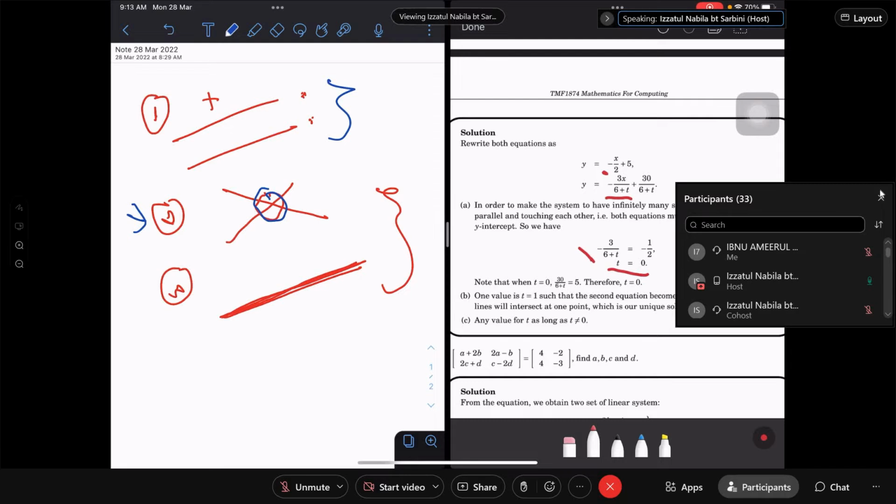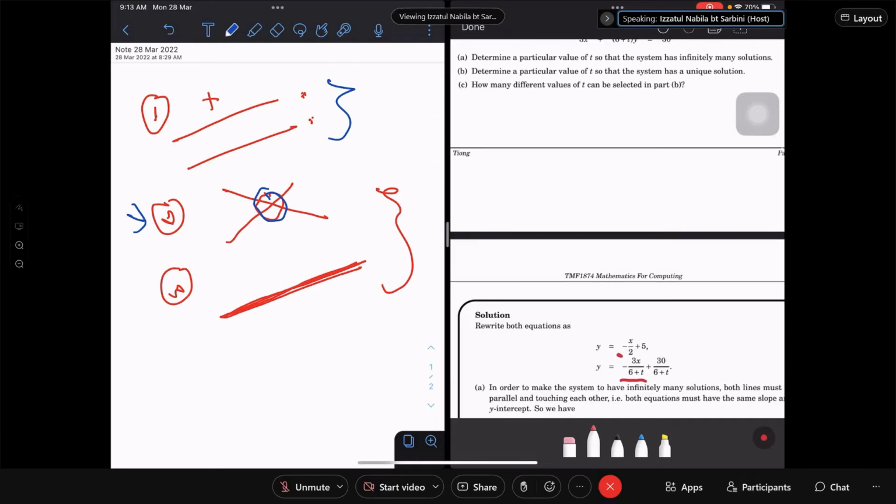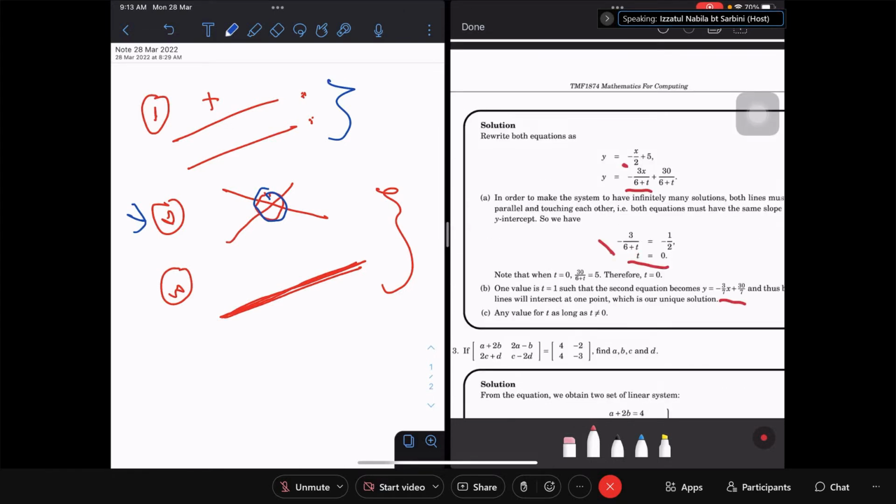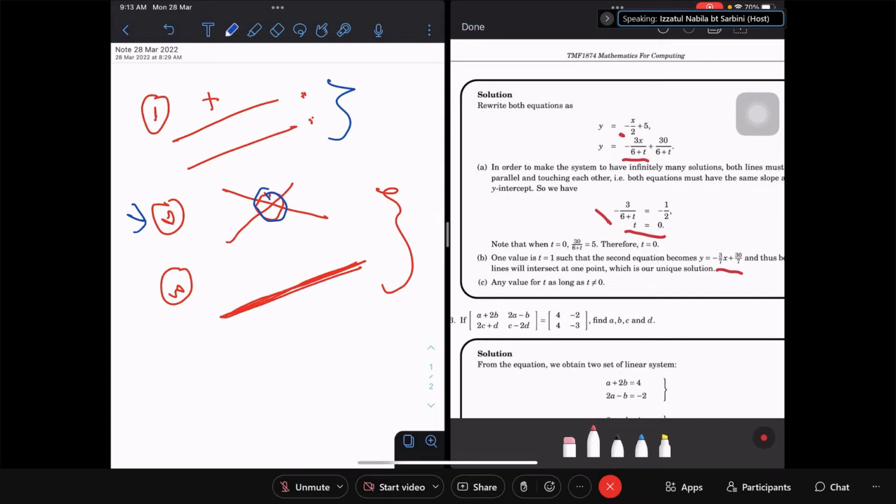Okay, question number C. How many different values of t can be selected in part B? For C, the value for t is as long as t does not equal 0. Because when t equals 0 just now, you have many solutions. So as long as t is not equal to 0, it will give you a unique solution.